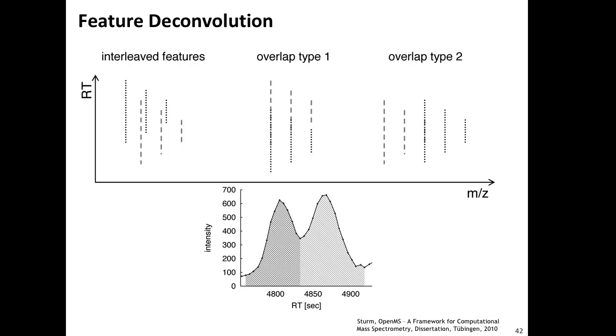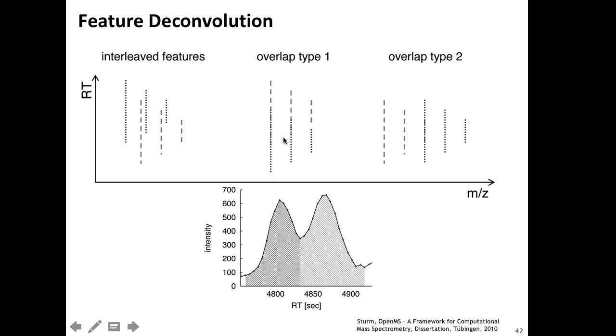I give you some rough idea of what these problems might look like. These are interleaved features. You have one feature here, these dotted lines, and a second feature, these dashed lines, sort of lying in between. That is actually the easiest part if you have sufficient mass resolution. If these mass traces can be distinguished, then that is easy to disentangle. This was a problem for low resolution instruments. For high resolution instruments, this problem has basically gone away. They're independent enough if the mass resolution is there.